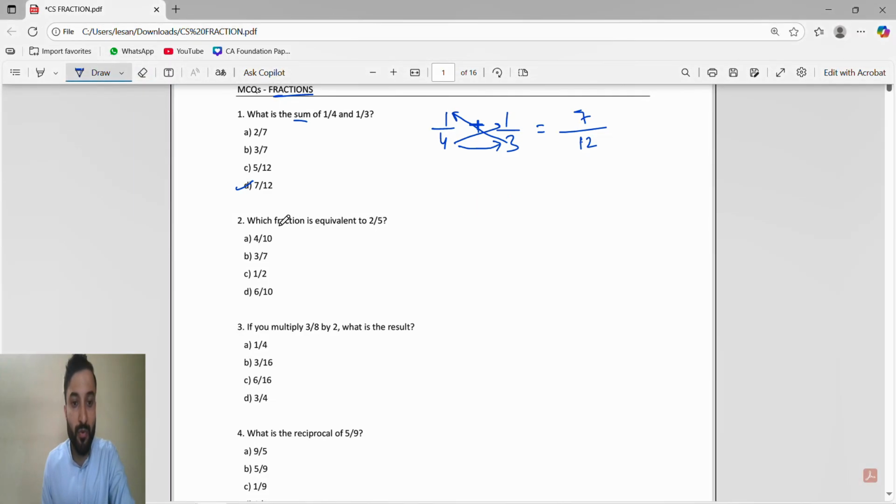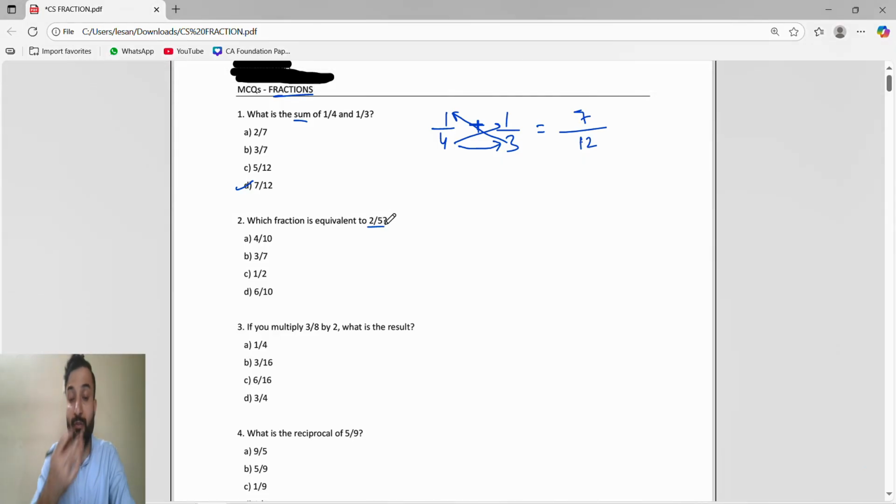Next, which fraction is equivalent to 2 by 5? Here they have given fractions, so you just simplify them. After simplifying the fractions, check in which you get 2 by 5. That is the answer. See, 3 by 7 is not possible to simplify. 1 by 2 is not possible to simplify. Now 6 by 10 or 4 by 10. 4 by 10, if you cancel by 2, in the numerator you get 2, and in 10 if you cancel by 2, you get 5. 2 fives are 10. Yes, 2 by 5.